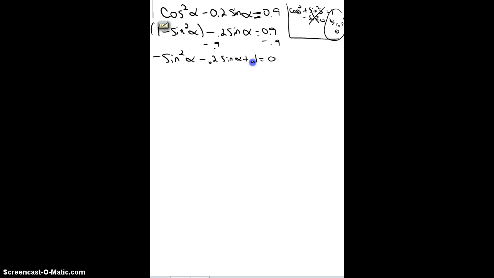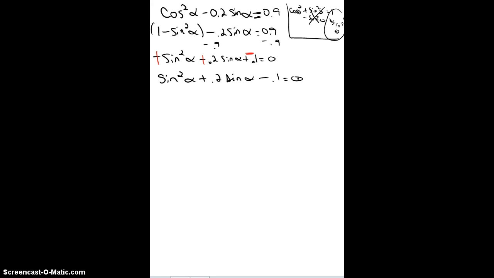Now, again, typically we don't like our leading coefficient to be negative here, so I'm going to multiply everything through by a negative. So this is going to become positive, that's going to be positive, and that guy is going to become negative. So I'm just going to rewrite this. So I get a positive sine squared alpha plus 0.2 sine of alpha minus 0.1 equals 0. Now, again, factoring with decimals does not appeal to me. I'm sure this is not factorable anyway.